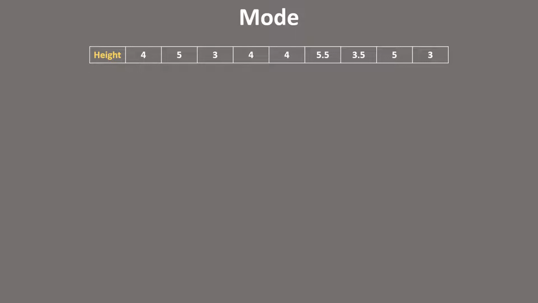your answer? Just pause the video and try to have a look at this list and tell me that. Yeah, you got it right. It's 4. So 4 feet is the height which is appearing most frequently in this given list. Yes, you got it right. Your answer is mode of height is 4.